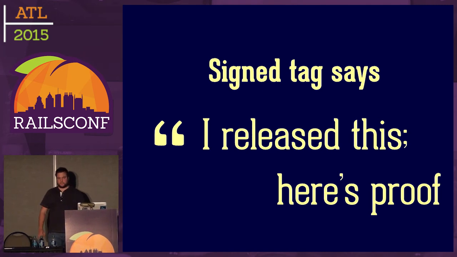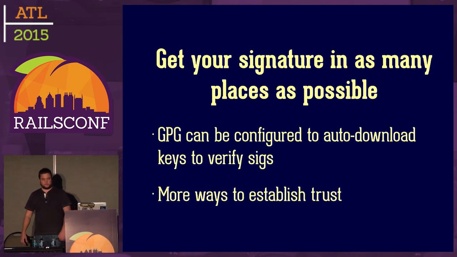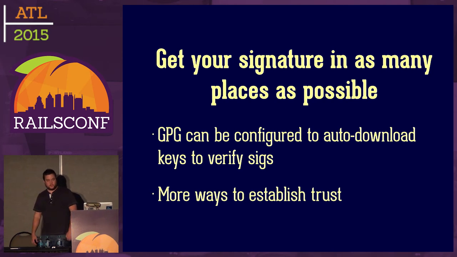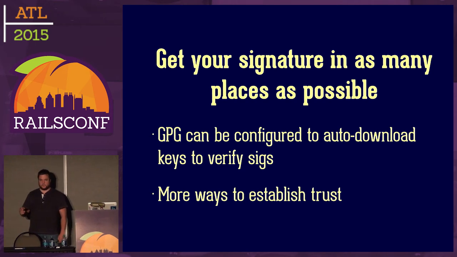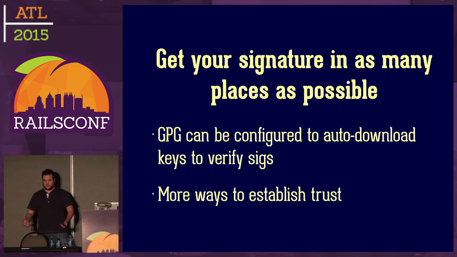What this does for us is it gets your signature in as many places as possible. GPG can be configured to automatically download keys to verify signatures. And that means that you've got more ways to establish trust. So, for example, if Aaron Patterson was signing all of his commits into Rails, you can be pretty sure that this person who's doing a lot of cool work is who you think Tenderlove is.